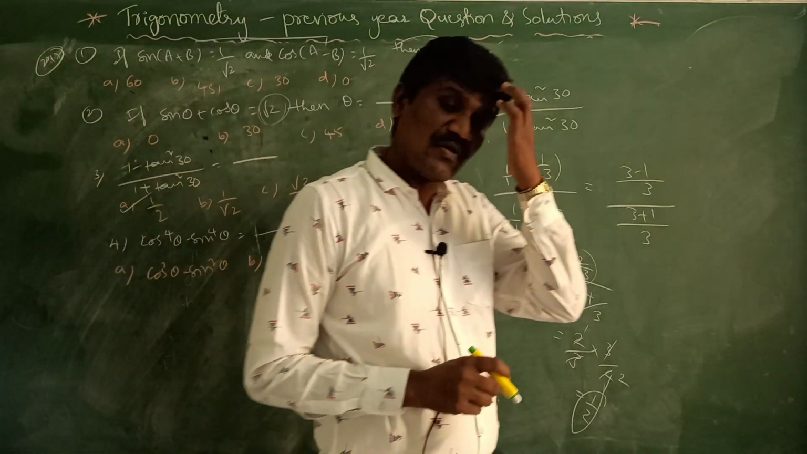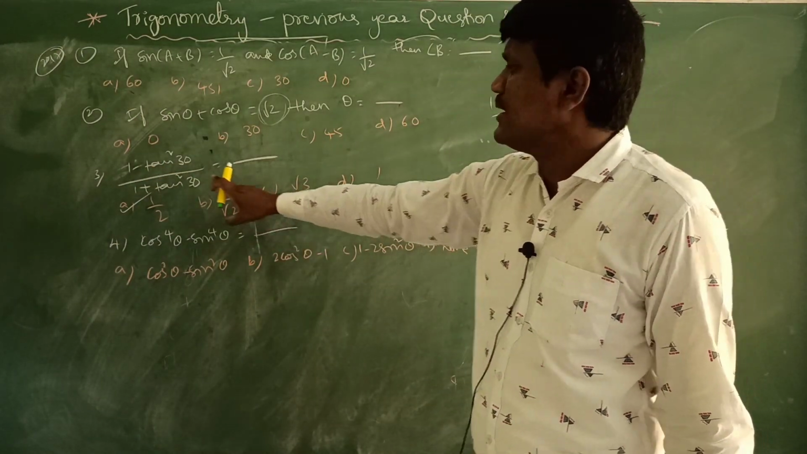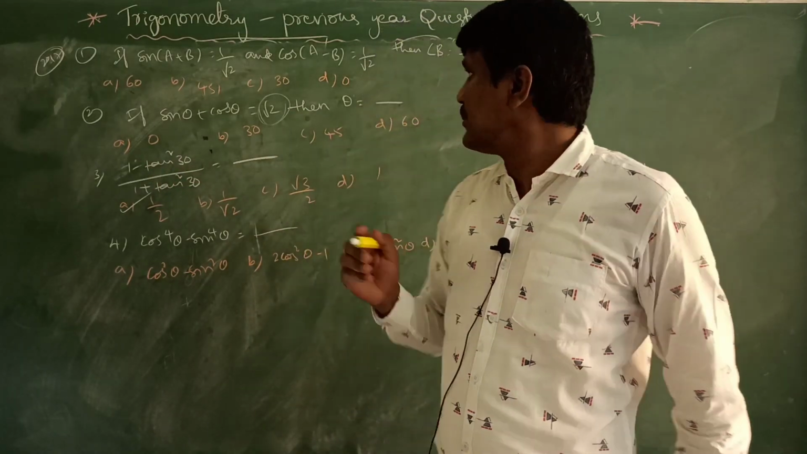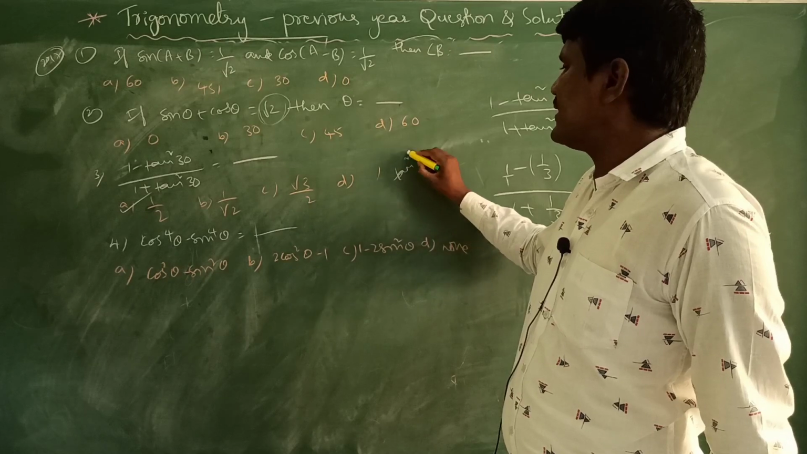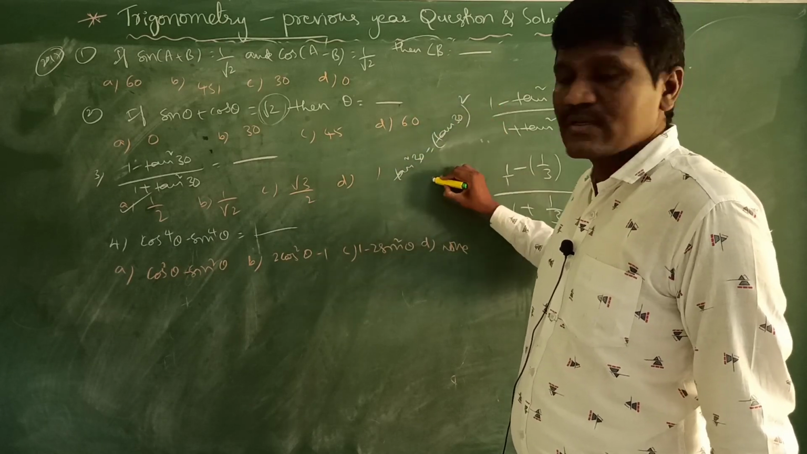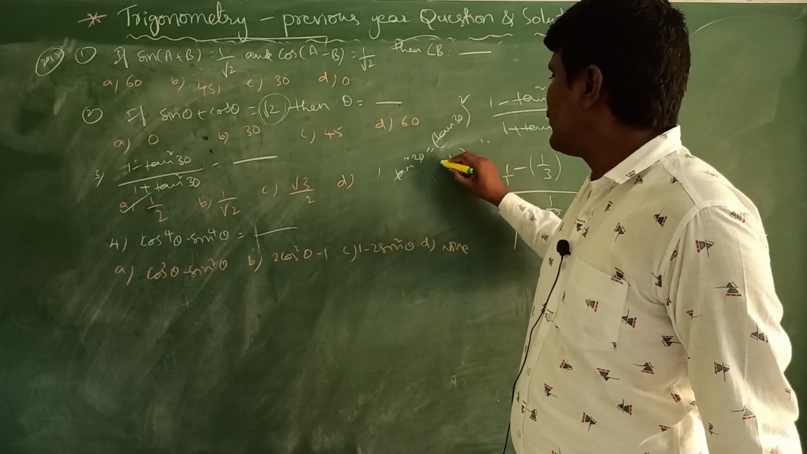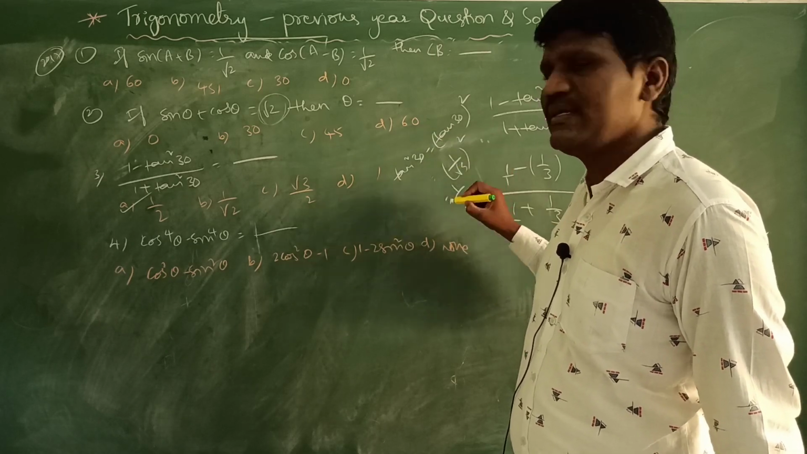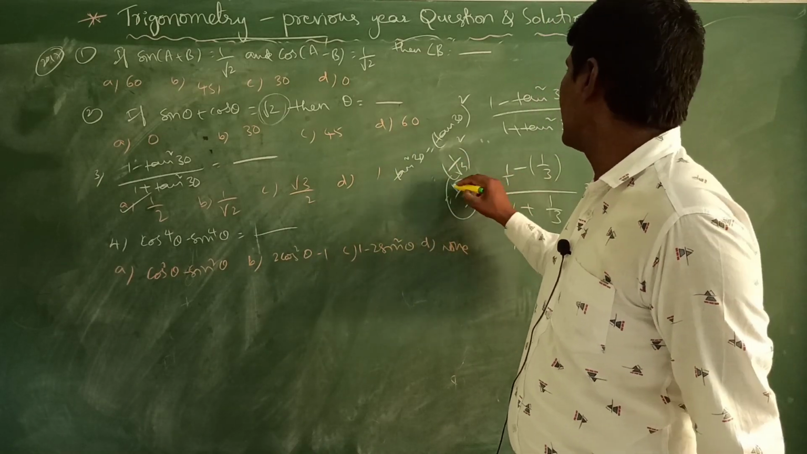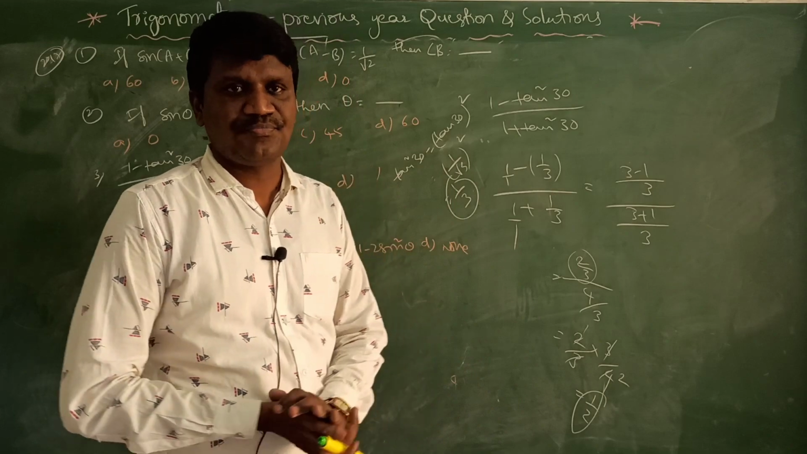Very easy, right? Simply, if tan 30 is 1 by root 3, then tan square 30 is 1 by 3, because tan square 30 is nothing but tan 30 whole square. So tan 30 is 1 by root 3, and 1 by root 3 whole square is 1 by 3, because 1 square is 1 and root 3 square is 3. So substitute 1 by 3 there, and you will get the answer.